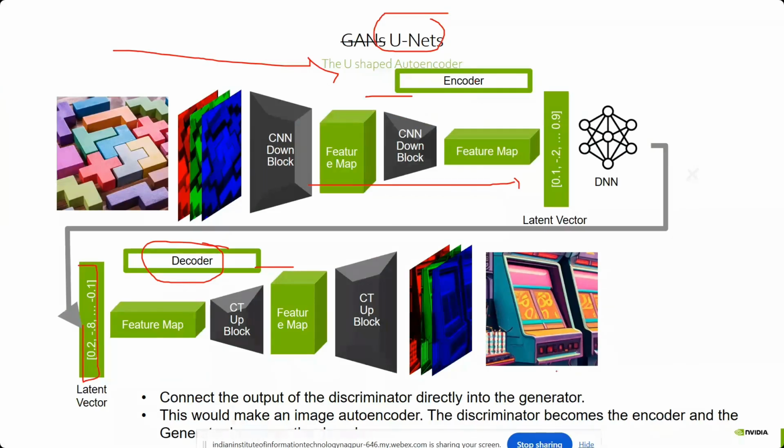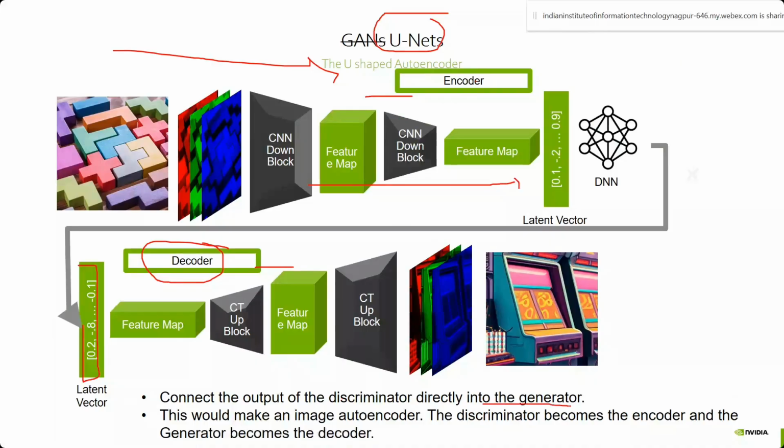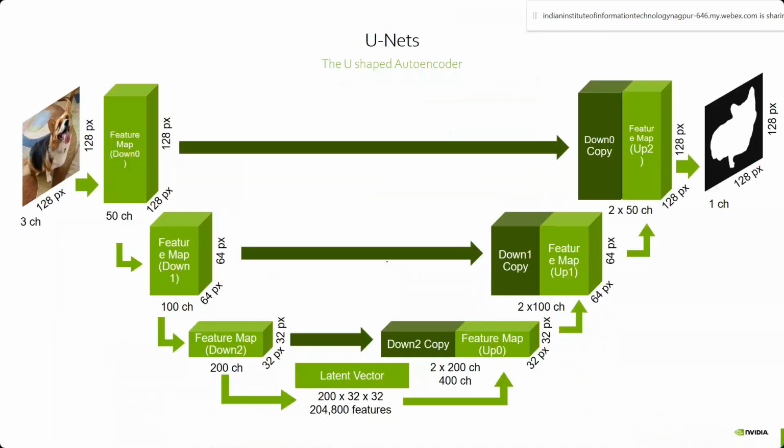So this is the UNet architecture. You connect the output of the discriminator directly into the generator. This would make an image autoencoder, and the discriminator becomes the encoder and the generator becomes the decoder. So this is how, if you type UNet on the internet, you will see this image. So just try to understand this part carefully now.